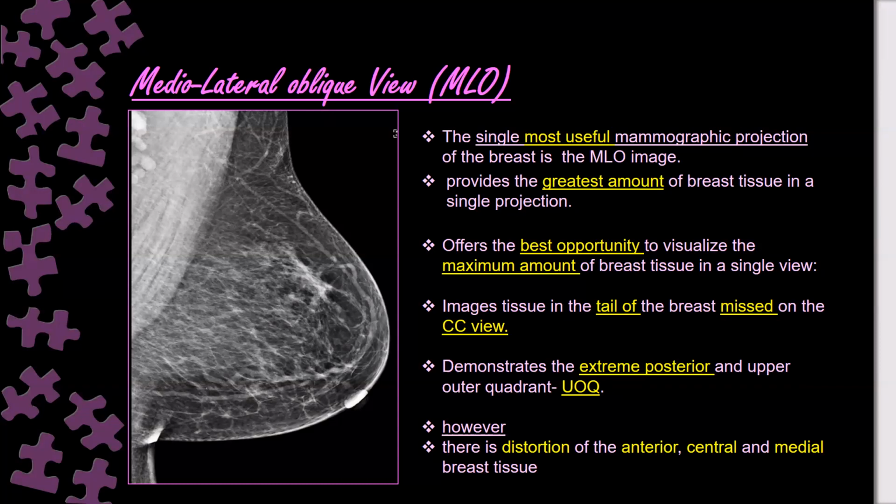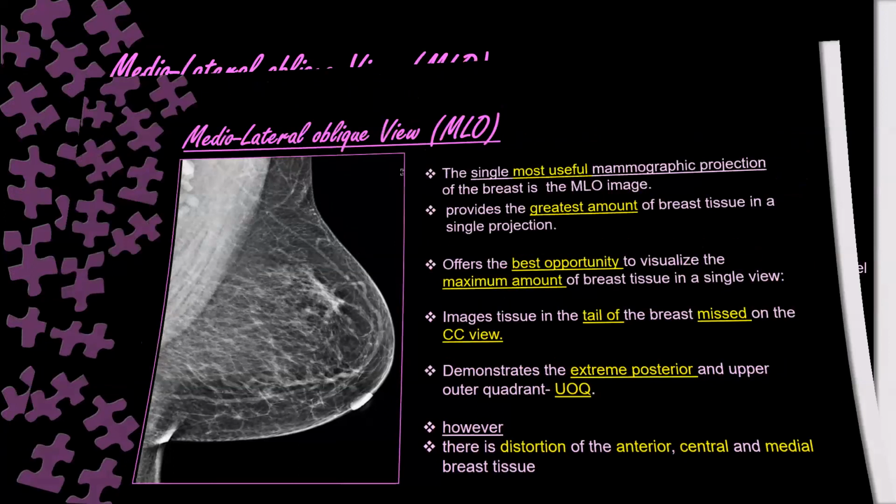And visualizing the axillary tail, which is the part missed on the CC view, as well as the extreme posterior breast and upper outer quadrant. But the anterior, central, and medial breast are usually distorted on MLO, especially the posterior medial breast. Usually, we said this portion will most of the time be out of the field of view of the MLO.